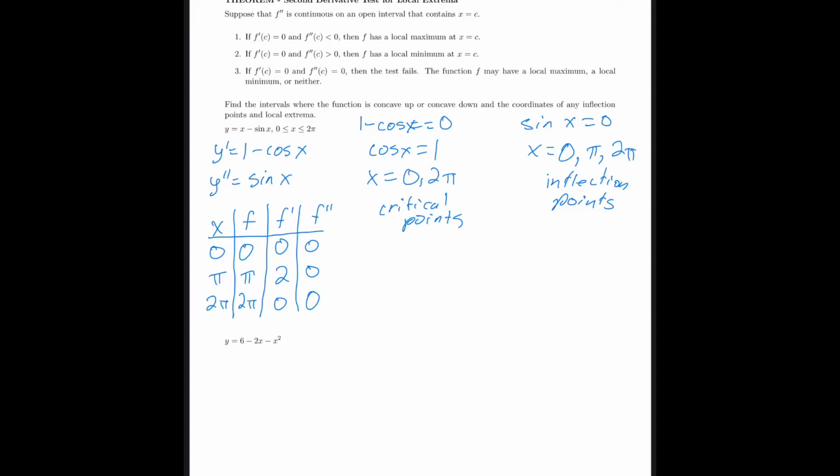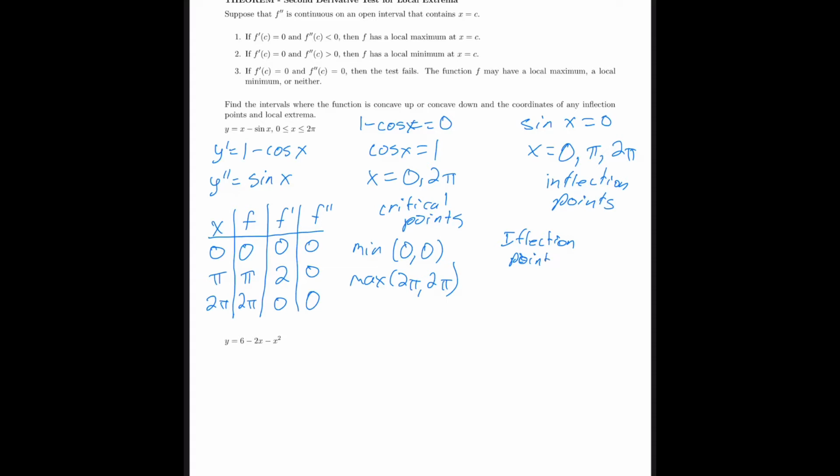Okay, so things we know here. We know we have critical points at 0 and 2 pi. We know we can't use the second derivative test to figure out their local maximum or minimum, but we can use the f values. Since we know these are critical points and this has the smallest f value, I know that a local min is 0, 0, and a local max is 2 pi, comma 2 pi.